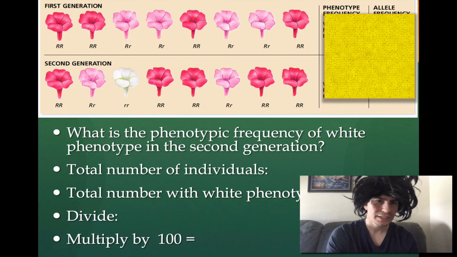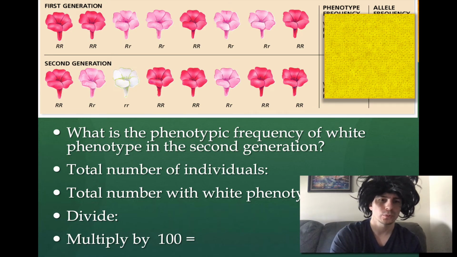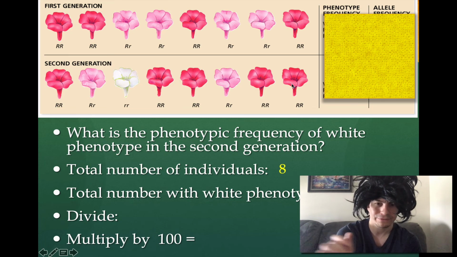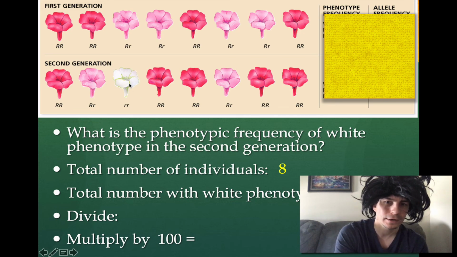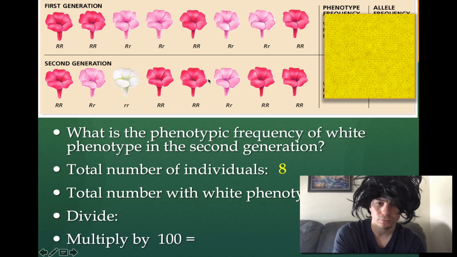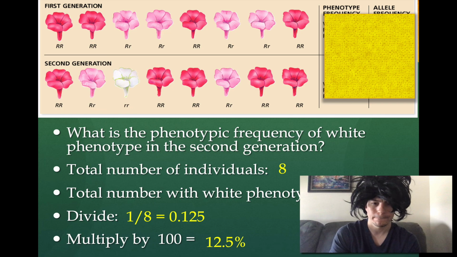So we got a first generation, we got a second generation. It says, what is the phenotypic frequency of the white phenotype in the second generation? So we're only worried about the second generation. That's the bottom ones here, guys. And we're only worried about the white ones. So let's count our total first, total number of individuals. 1, 2, 3, 4, 5, 6, 7, we have 8. So we have 8 flowers there. Total number with white, 1 right there, and that's it. We only have 1 white one. We're going to divide it. 1 divided by 8, which is 0.125. To get your percent, multiply it by 100. Boom.